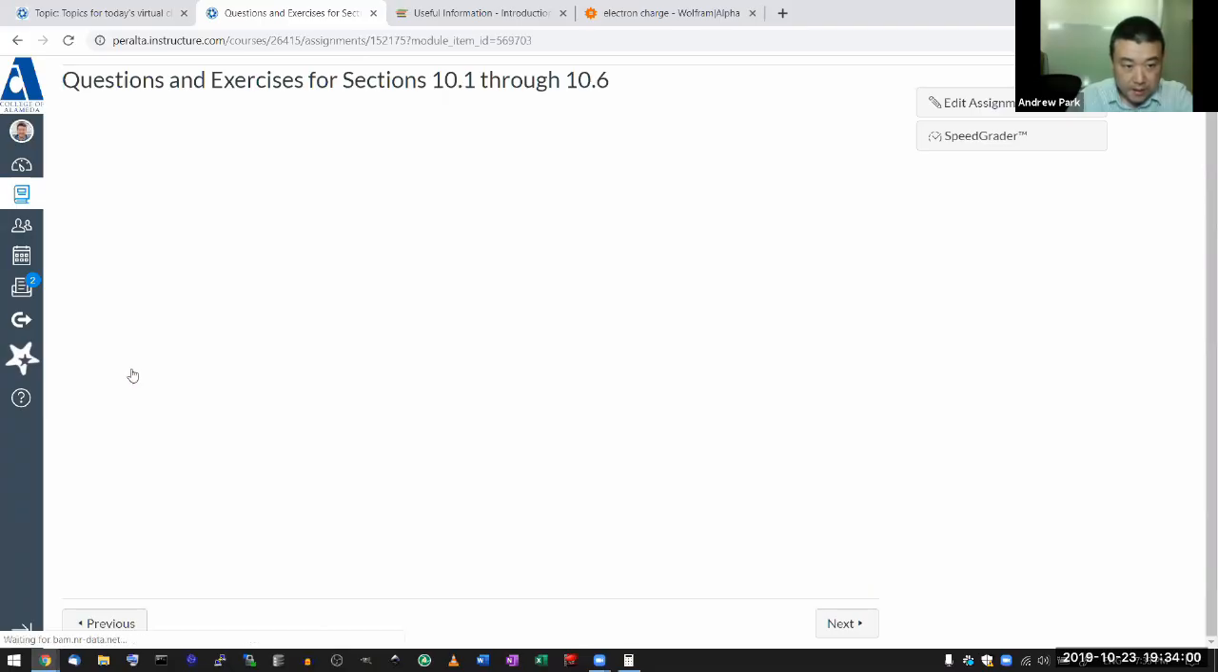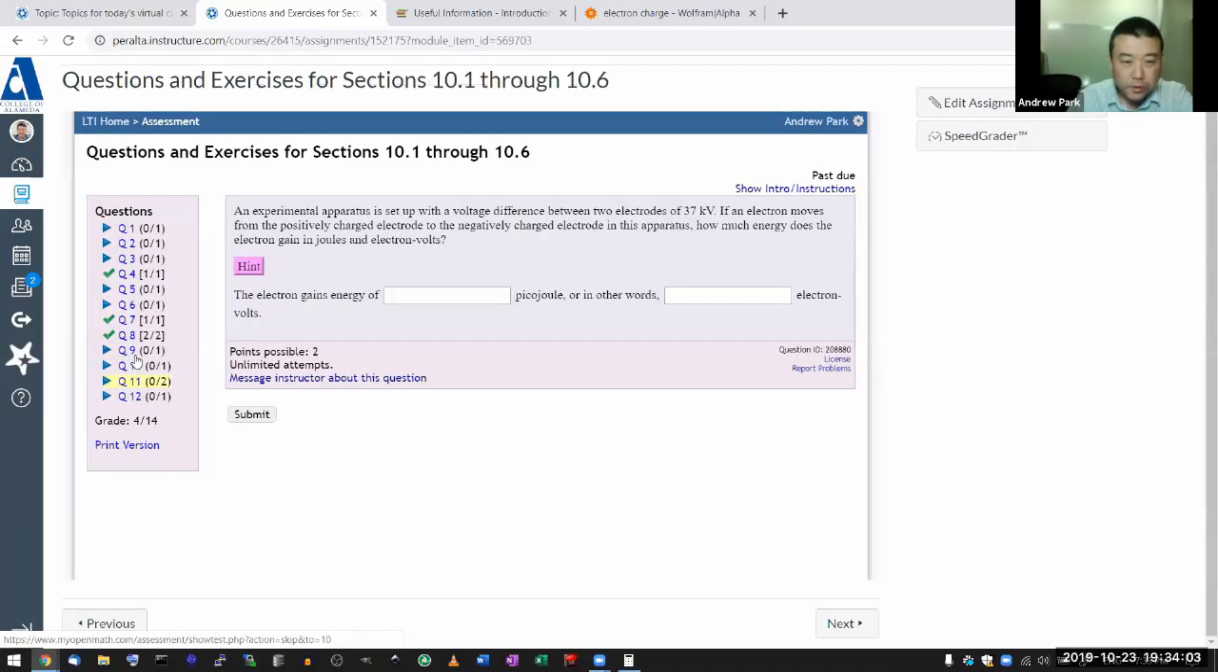Question 9, 10. I thought there was one more numerical. Question 11. I guess this is probably an experimental apparatus set up with a voltage difference of something. I guess that's probably going to be relevant. Let me just keep on reading. So that's the voltage difference. If an electron moves from the positively charged electrode to the negatively charged electrode, how much energy does the electron gain in joules and electron volts?